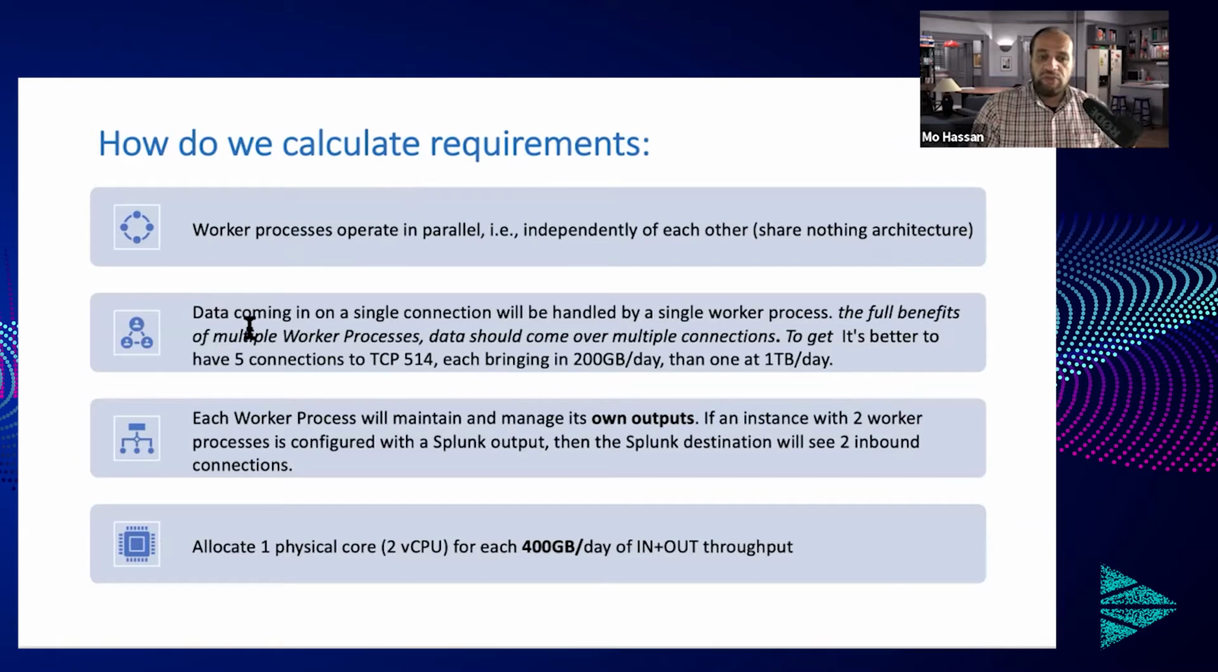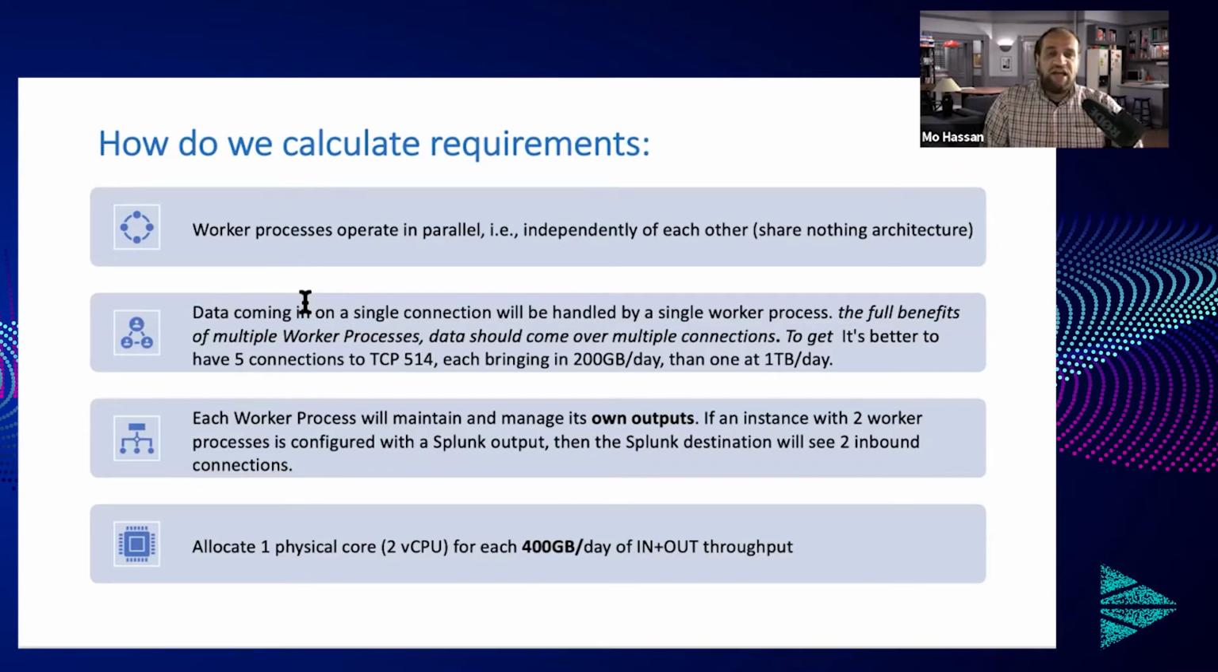Okay, line 2. Data coming from a single connection will be handled by a single worker process. So an incoming connection comes in on whatever port, and a new worker process will be dedicated to this connection, and that's who's going to handle this connection. What does that mean? Which means one in, one out per worker process.